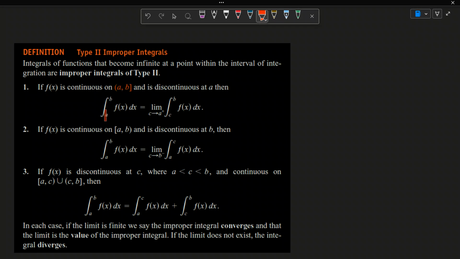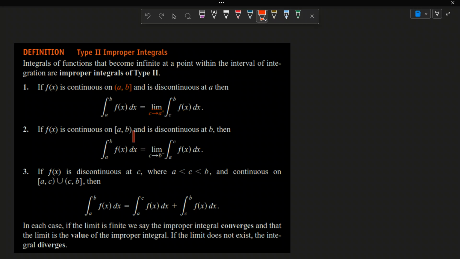If it is not continuous at a, then we write integral from c to b instead of a to b, and we say c approaches a, but it will approach from the positive side, since we know that integrating from a to b, x is somewhere between a and b, and if it wants to approach a, it must approach from the right-hand side or from the positive side.